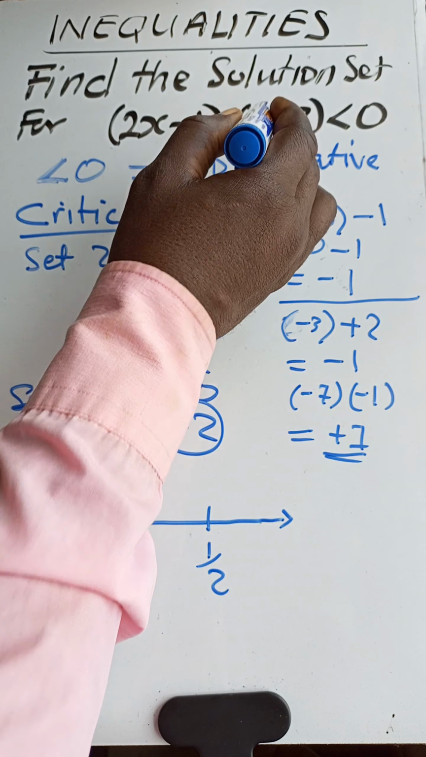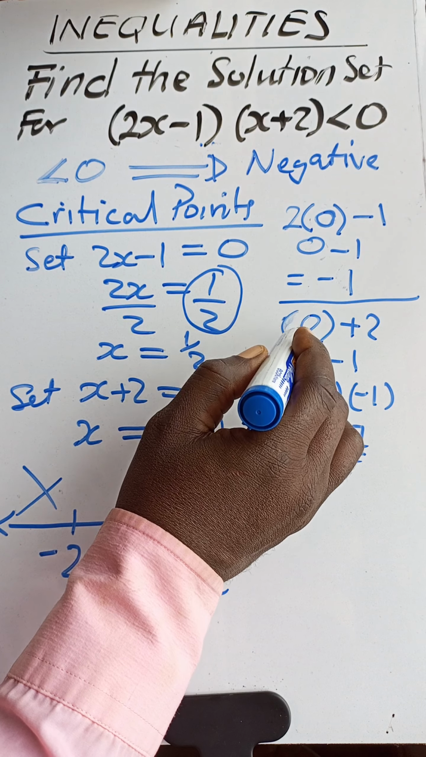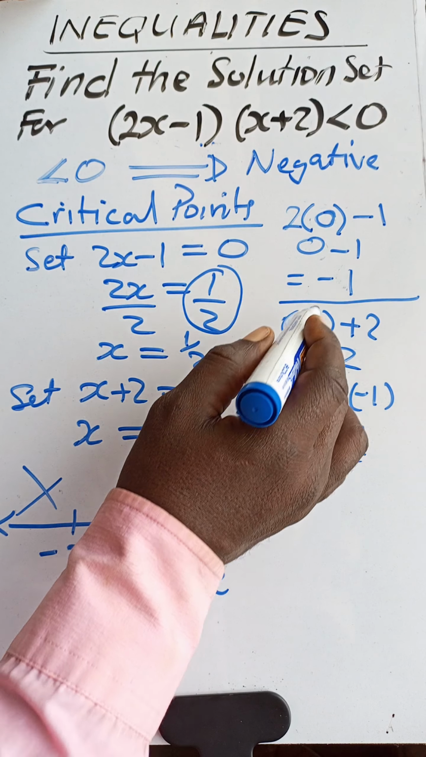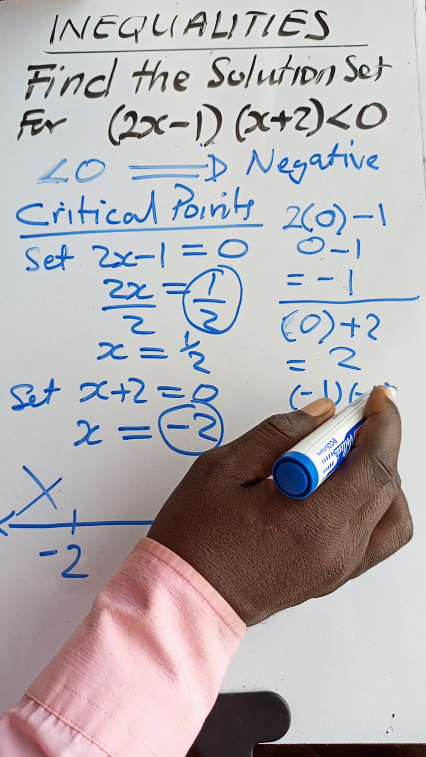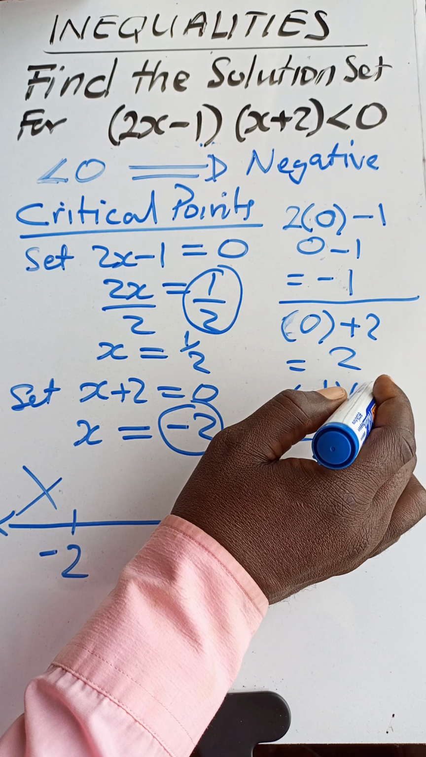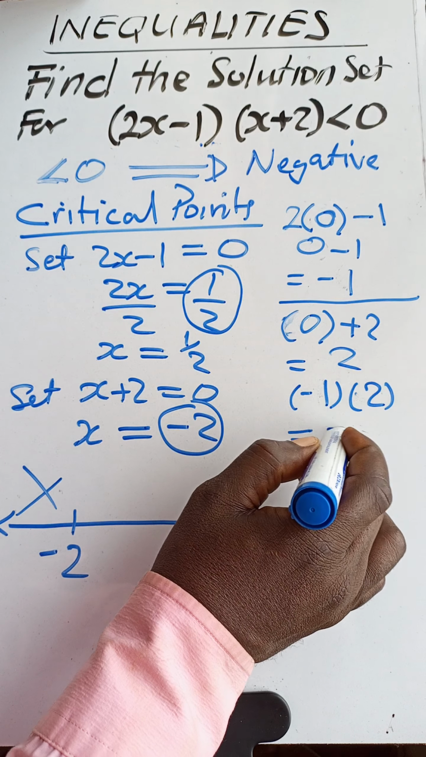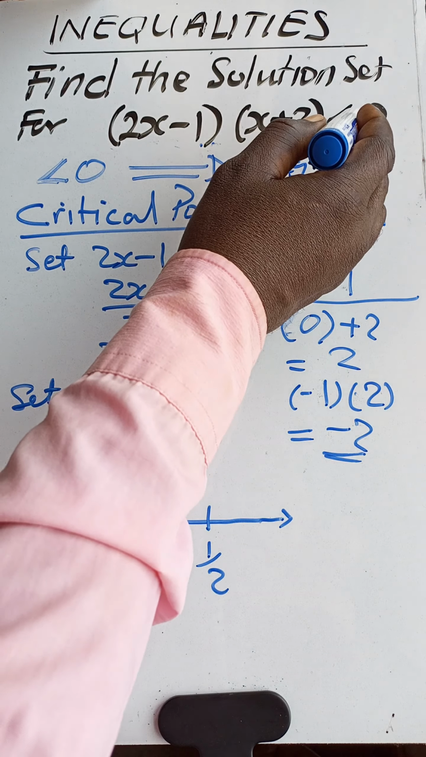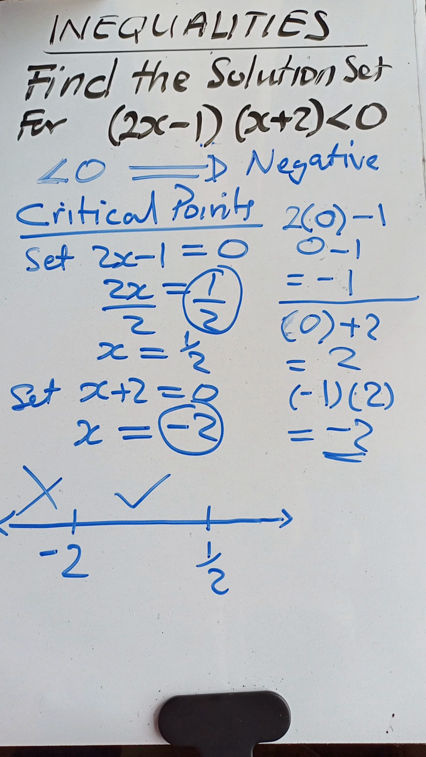Now we take the second expression. In the place of x, we put 0. 0 plus 2 is positive 2. Now we take that result and multiply it by this result: negative 1 multiplied by positive 2 gives us negative 2. So we obtain a negative result, which ties with our inequality. So this zone is a valid zone for our solution set.